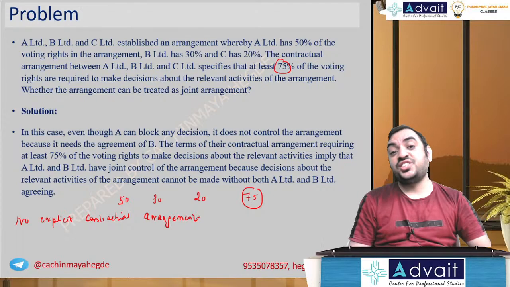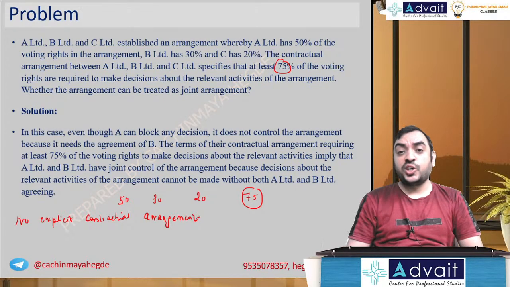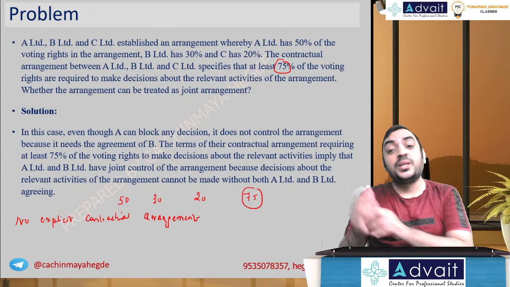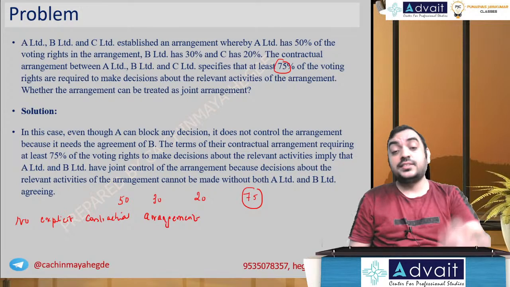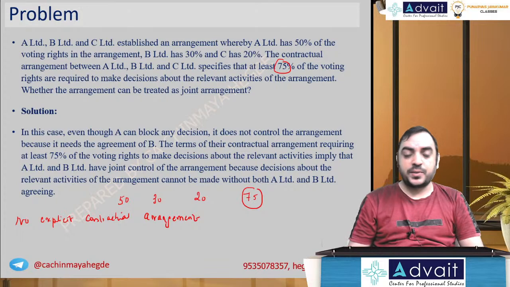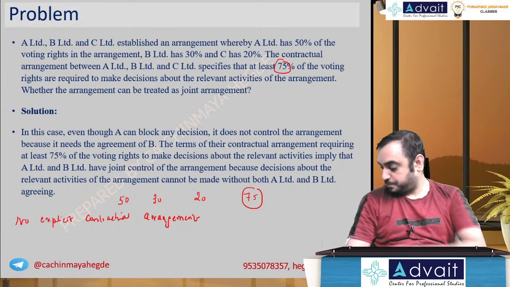Is there an implicit joint control? Okay. How can we say whether there is an implicit joint control? Whether one party can stop another party, or one party's consent is definitely required. Look at the share percentage: 50, 30, 20, and 75% is required.